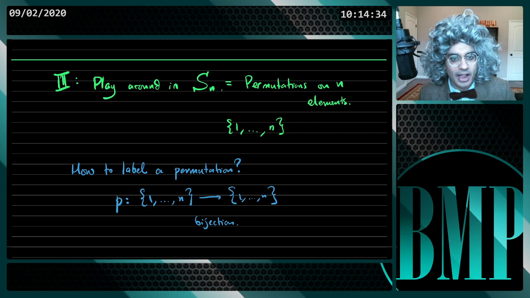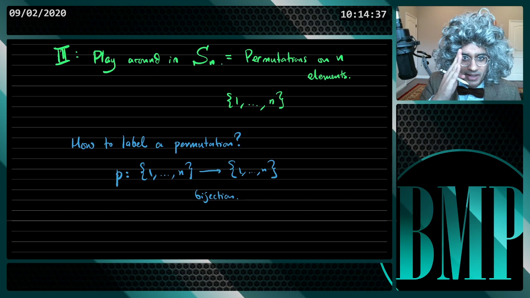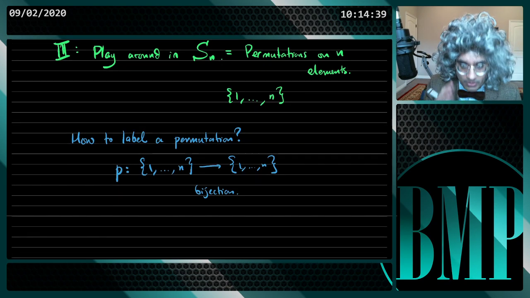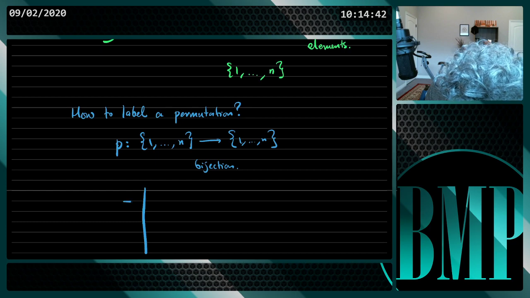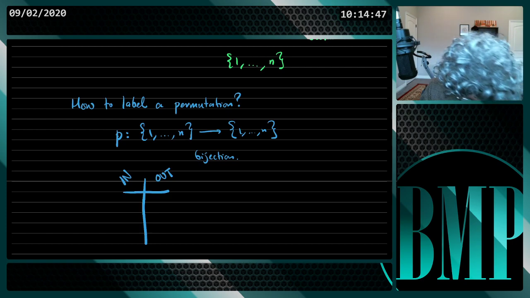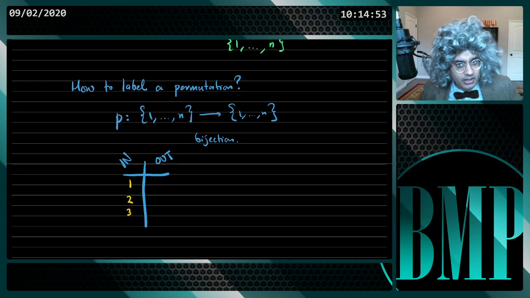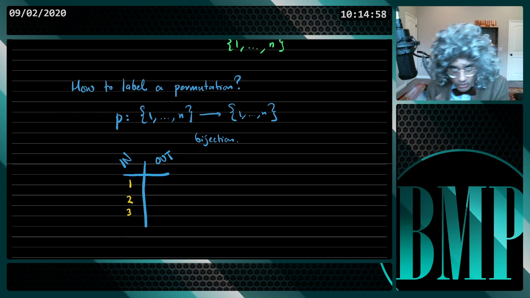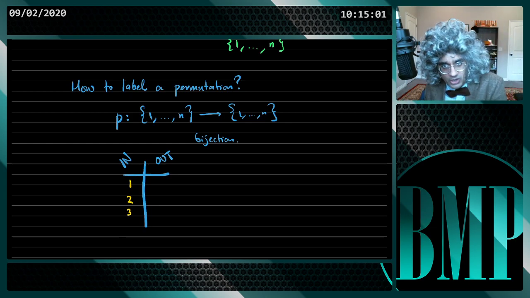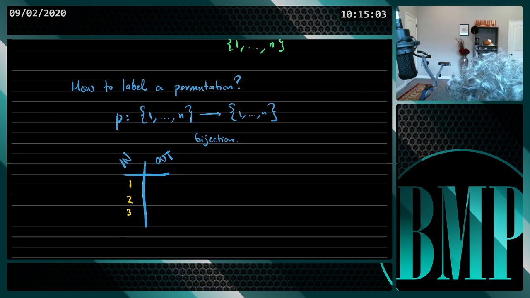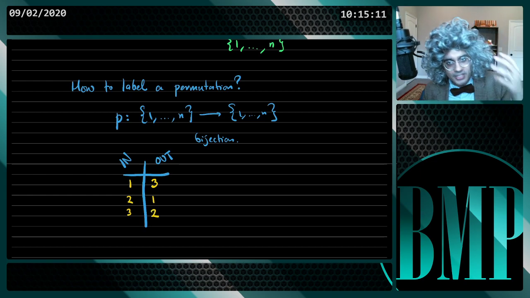Okay, great. So how do you label a function? You label it by an input-output table. So you can label it like this, in, out. You'll just put the numbers 1, 2, 3. Okay, we'll do S3. And then you have to put the output. Where did 1 go? Where did 2 go in this musical chairs? Where did 3 go in musical chairs? Maybe 1 went to 3, maybe 2 went to 1, and maybe 3 went to 2.